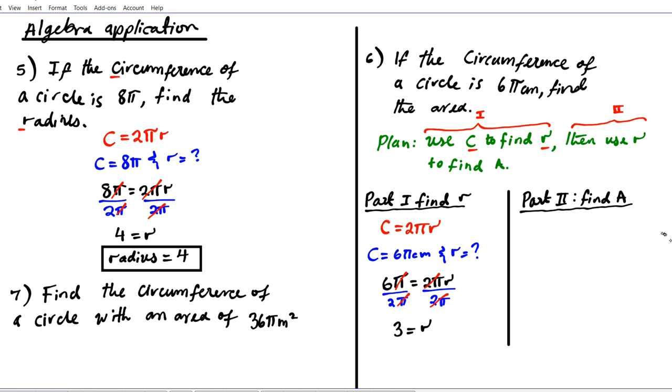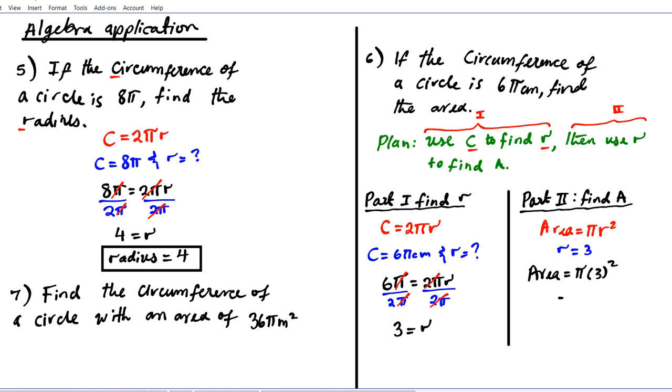We already have the ingredient that we need, namely the radius, right? So what's the formula that relates the area and the radius? Area is pi r squared. Okay, so let's substitute. Area is what we're looking for. The radius, what's the radius? 3. So our area is basically pi times 3 squared.